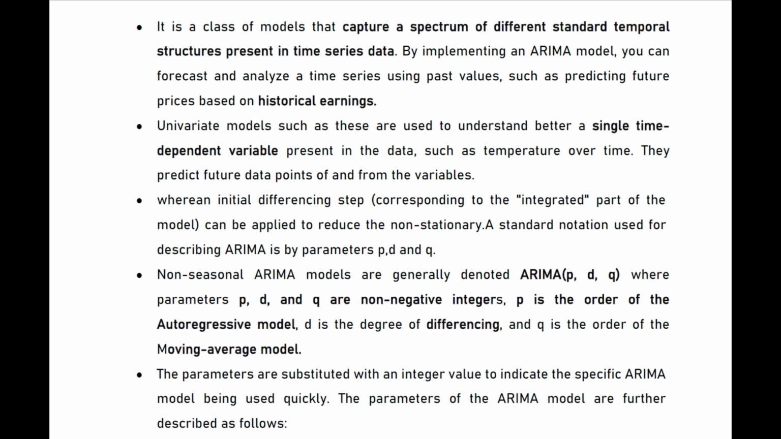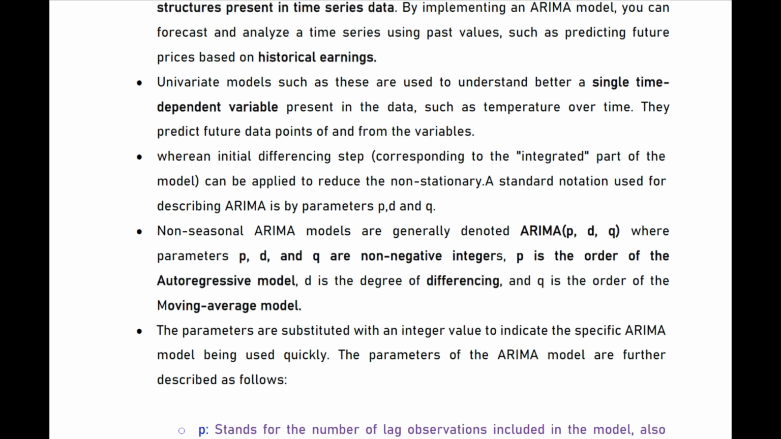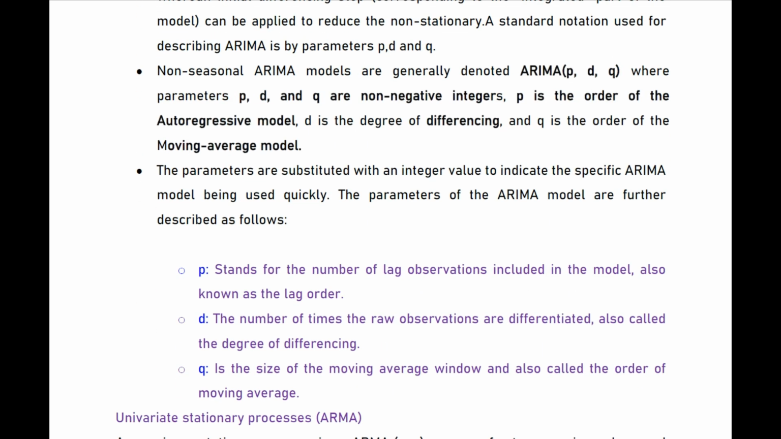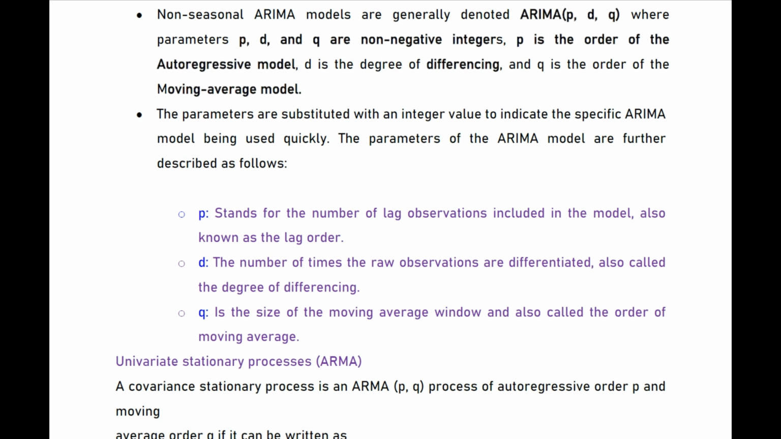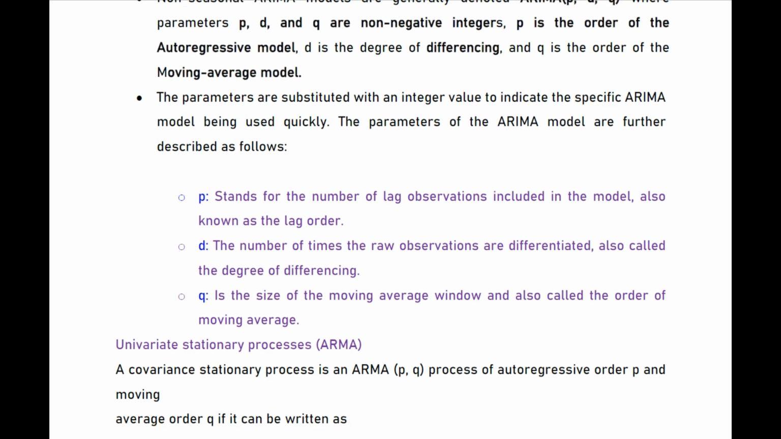Here, the important point is that in non-seasonal ARIMA models, the parameters p, d, q are non-negative numbers. P is the autoregressive order, D is the differencing, and Q is the moving average. These parameters are substituted in the ARIMA model to get the forecast outputs. P is the number of lag observations included in the model, known as the lag order. D is the degree of differencing, and Q is the moving average.